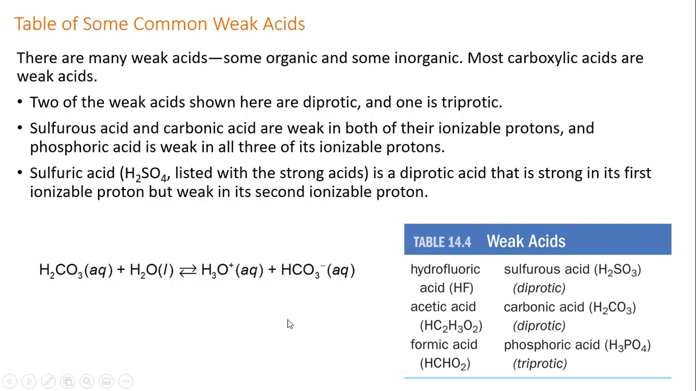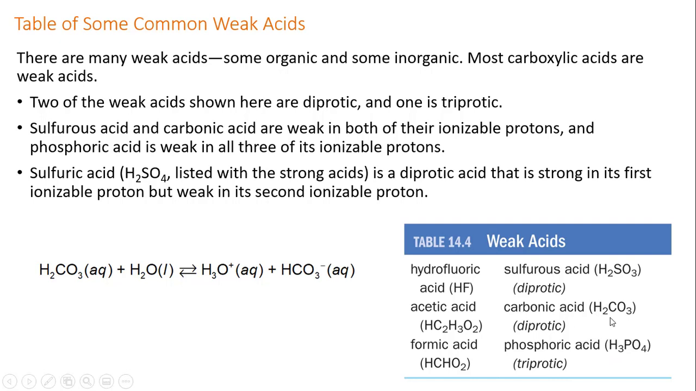Okay, so here are some examples of weak acids. Most carboxylic acids are weak acids. Two of the weak acids shown here are diprotic and triprotic. Sulfurous acid and carbonic acid, which is what you're seeing right here, are weak in both of their ionizable protons. And phosphoric acid is weak in all 3 of them.